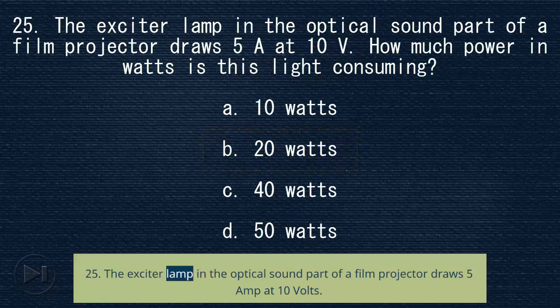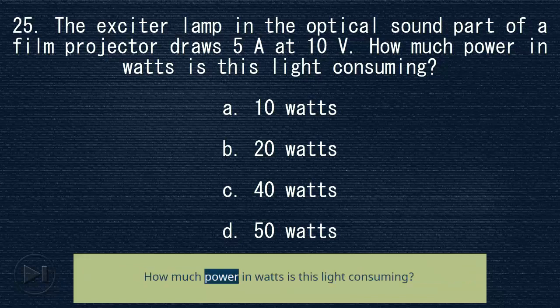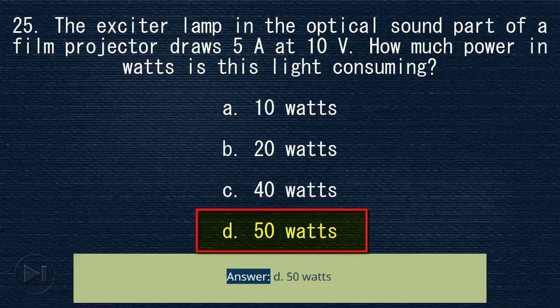25. The exciter lamp in the optical sound part of a film projector draws 5 amps at 10 volts. How much power in watts is this light consuming? A. 10 watts. B. 20 watts. C. 40 watts. D. 50 watts. Answer: D. 50 watts.